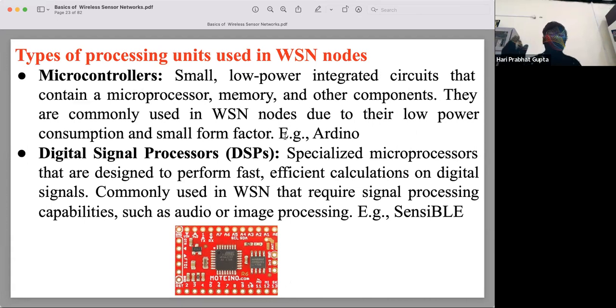An example is the Arduino. You all already know about the Arduino board. It has a microcontroller, and it has a small size, low power consumption, and integrated circuit, all these properties.